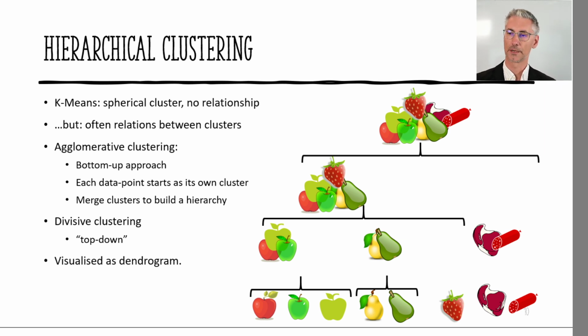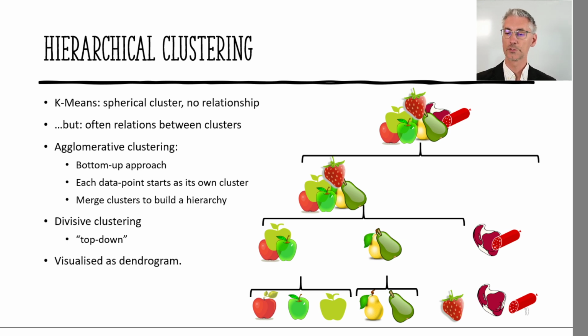Let's take our supermarket example. We can either start from the top and say we have all the food stuff in the supermarket, and then we split it into, for example, fruit and meat, and the fruit into apples and pears and strawberry, and then the apples again into individual classes of apples and individual classes of pears, so that the lowest level would go back to the individual fruit items. The highest level would just be everything. In between we do have hierarchical relationship.